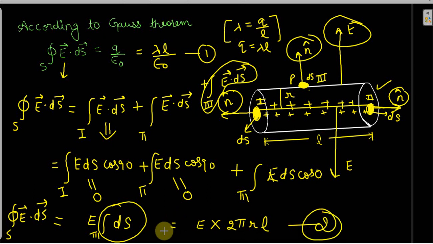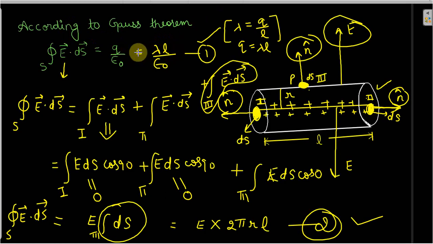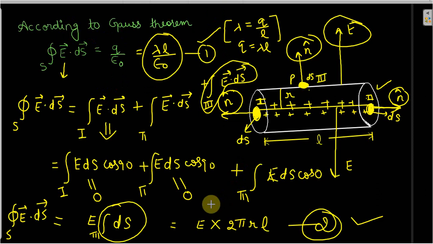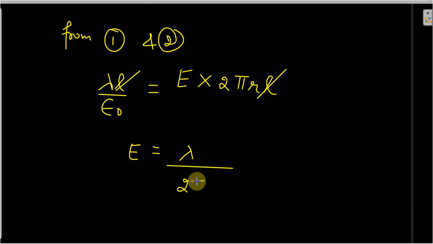Now we have to compare equation 1 and 2. So from equation 1 and 2, both are equal, so lambda L by epsilon naught equals E into 2 pi RL. L will cancel, and from here we can find the value of E. So E will be lambda by 2 pi epsilon naught R.